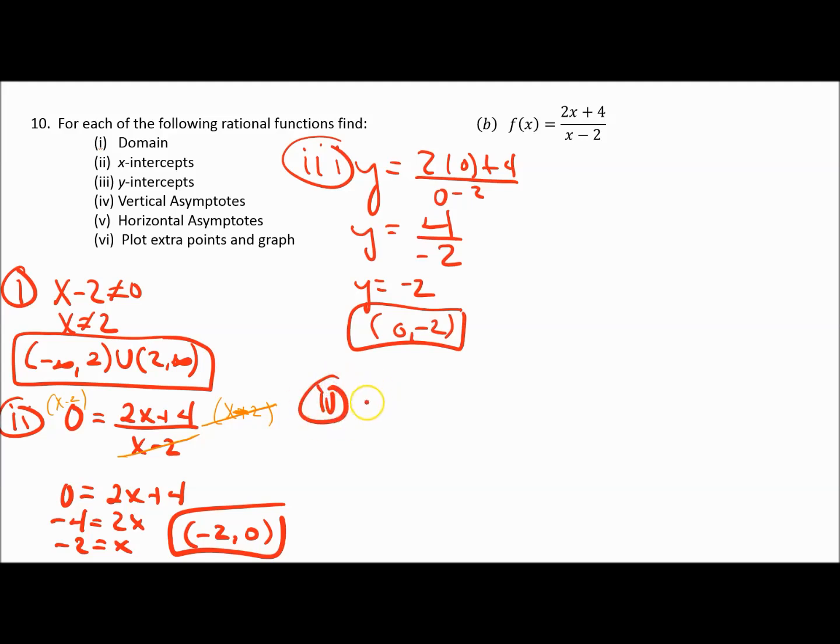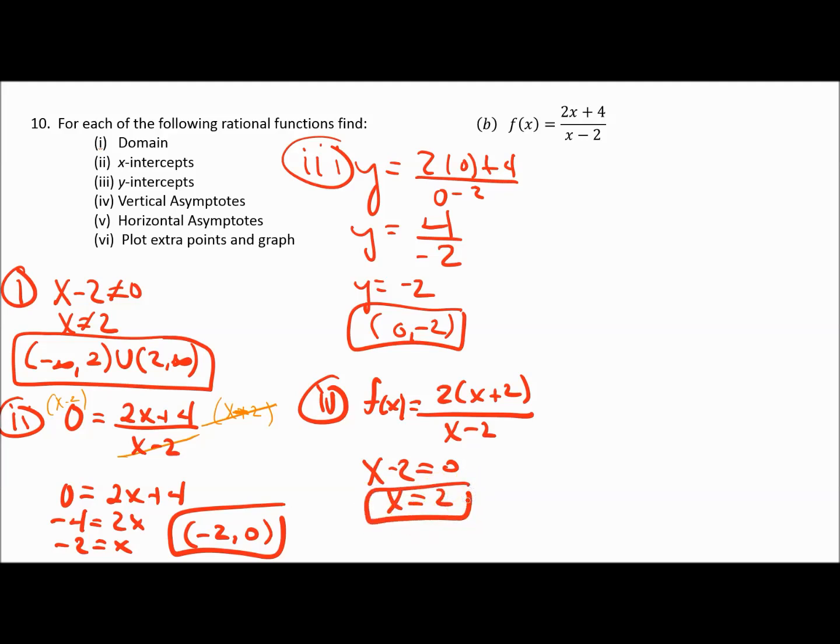Question 4, the vertical asymptotes. That is when you simplify first. Now this function will not simplify. You can attempt to factor it just to be sure. Notice there's a greatest common factor of 2 in the numerator over x minus 2, but still this x plus 2 and this x minus 2 does not cancel. So we're left with x minus 2 equals 0, which gives us x equals 2 is your vertical asymptote.